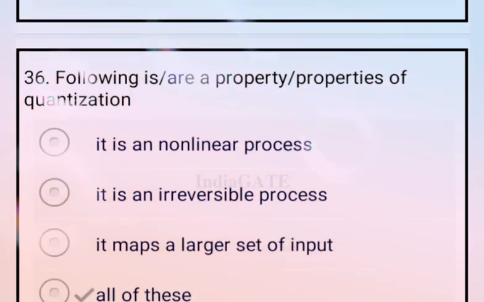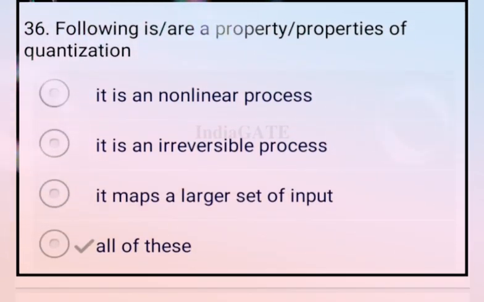Next question, following are the properties of quantization? So correct answer is option D, that is all of these, and options are: it is a non-linear process, it is irreversible process, and it maps a large set of inputs. So all of these are correct answer.